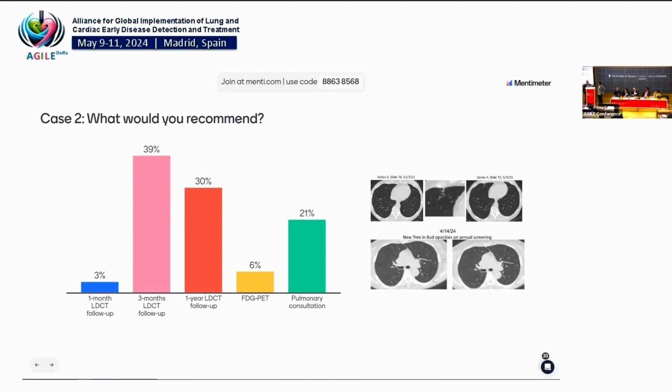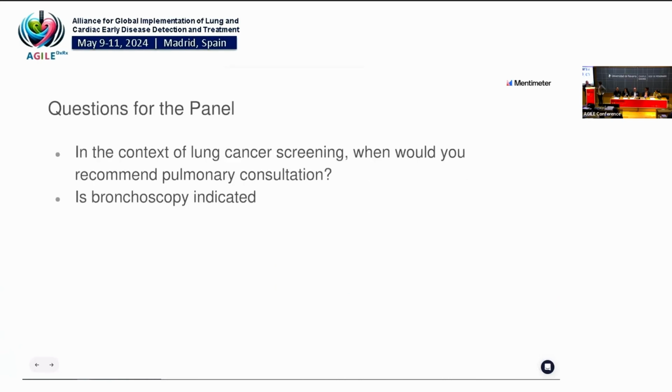Okay. So we have 41% from 39% for 3 months low dose CT, but the second most popular choice is 1 year low dose CT, and then we have pulmonary consultation.